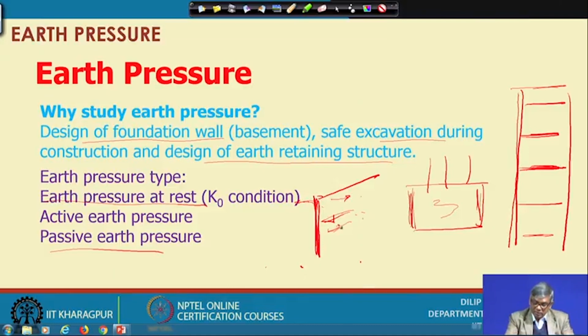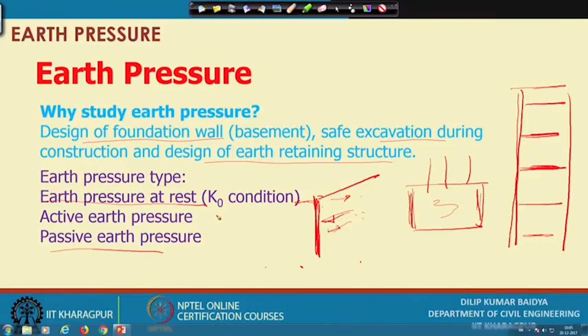At rest condition, there is some pressure. If the wall moves away from the backfill, the soil is loosened, so the pressure will definitely be reduced. So, active earth pressure will be the minimum, and it is less than the pressure at rest. Similarly, when the wall moves towards the backfill, the pressure will increase, and in fact it is more than the earth pressure at rest. So, maximum will be passive, intermediate will be at rest, and active earth pressure will be minimum. These are the three types of earth pressure. Earth pressure at rest is called the K naught condition.